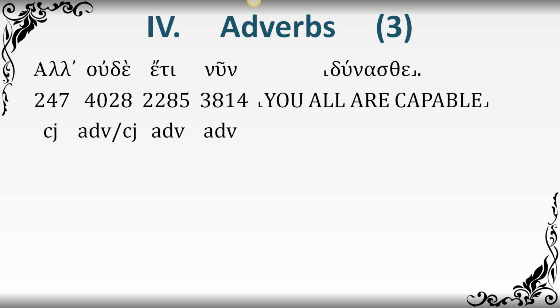And what are we supposed to do with the letters underneath? That's the standard parsing code. It's giving us a part of speech. Okay. So it tells you if it's a conjunction or if it's an adverb that can sometimes act as a conjunction. Okay.